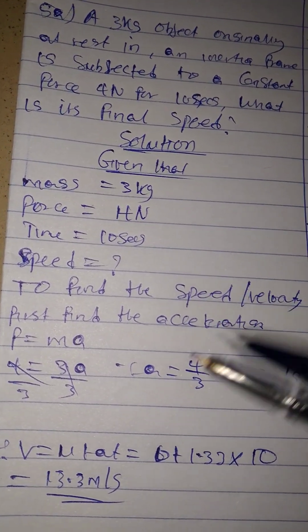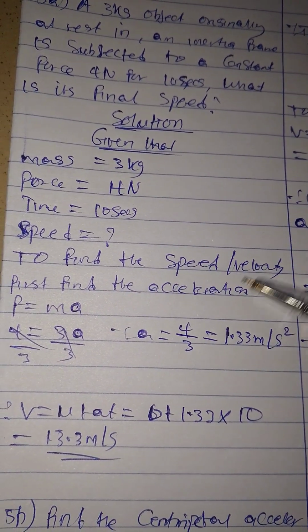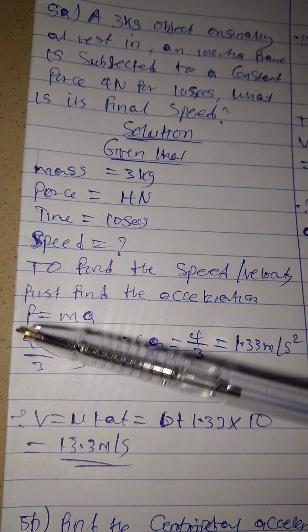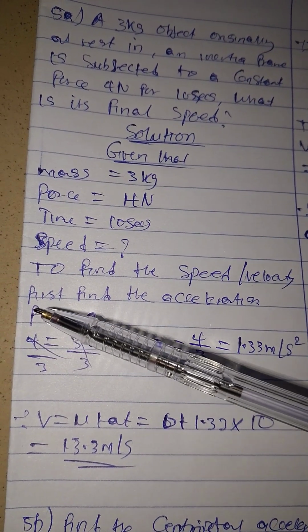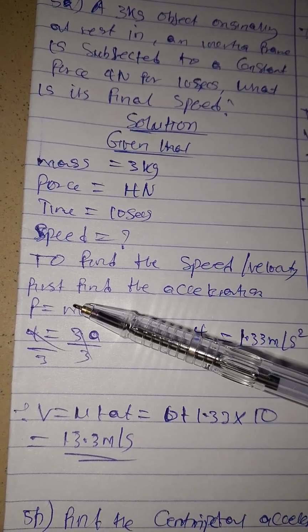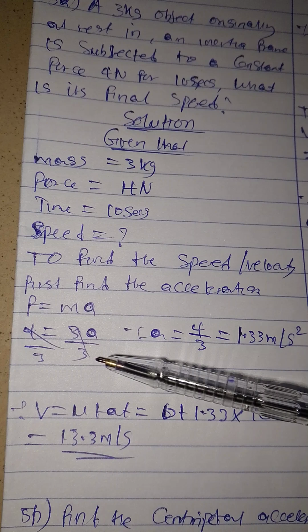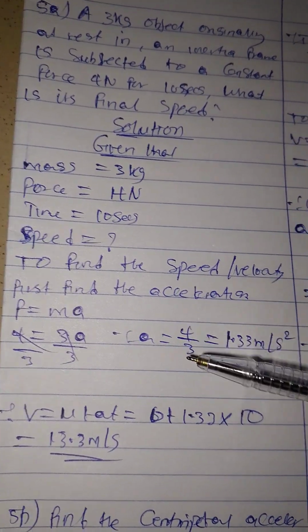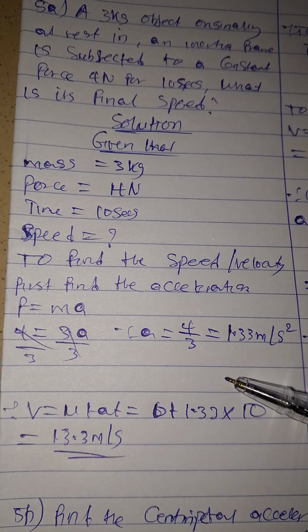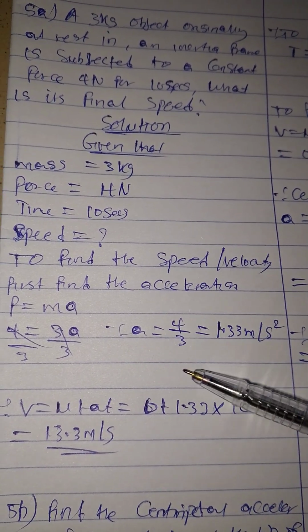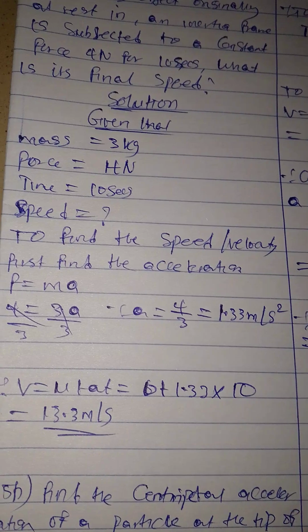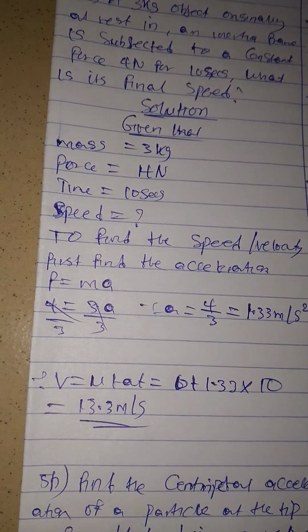Therefore, to find the speed or velocity, first we have to find the acceleration. I know that force equals mass times acceleration. So force is 4, equal to mass 3 times a. Dividing through by the coefficient of acceleration, acceleration is equal to 4 over 3. So 4 divided by 3 gives 1.33 meter per second squared.